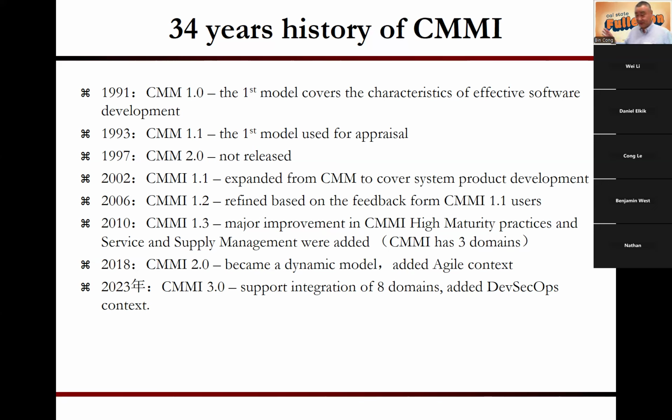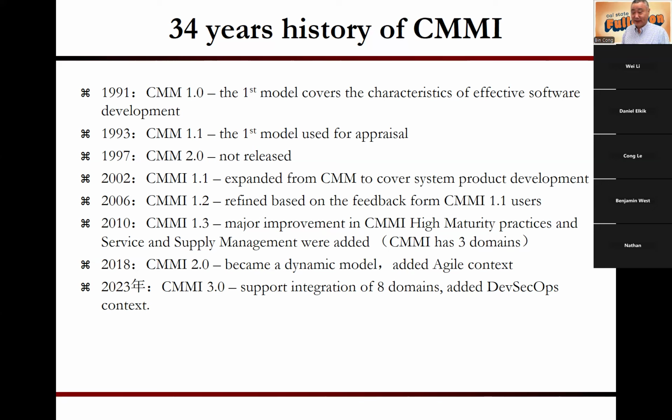Then 2006, we have 1.2. 2010, I was involved in that one. They made a lot of changes to refine the high maturity, CMMI level 4 and level 5, and 1.0. There are a few other models also included. One is CMMI for Services, and also CMMI for Supplier Management. Both of those models are not as popular as development. Then 18, about 6 years ago, 2.0 was released.